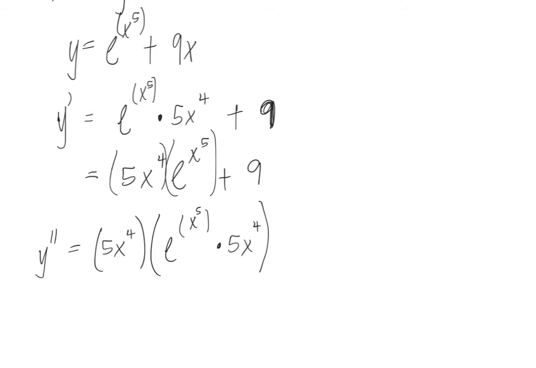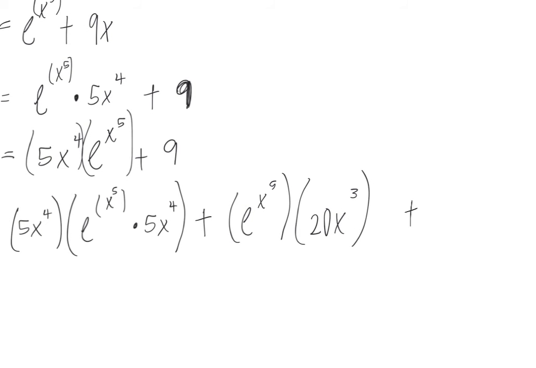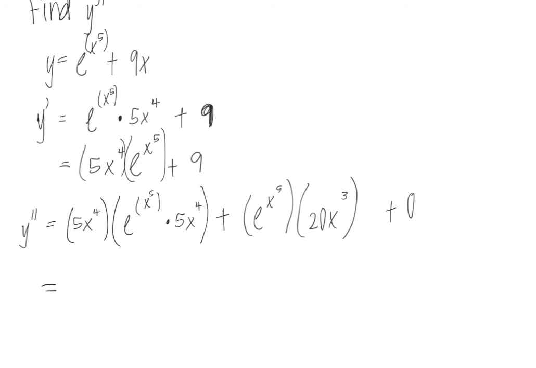So to finish out the product rule, so far I have the first times the derivative of the second, plus the second, so copy paste e to the power of x to the fifth, times the derivative of the first, and the derivative of the first is 20x cubed. And then, the derivative of 9, there's no need to put that plus 0 right there, but I guess you could. Let's see. 5 times 5, that will give us 25.